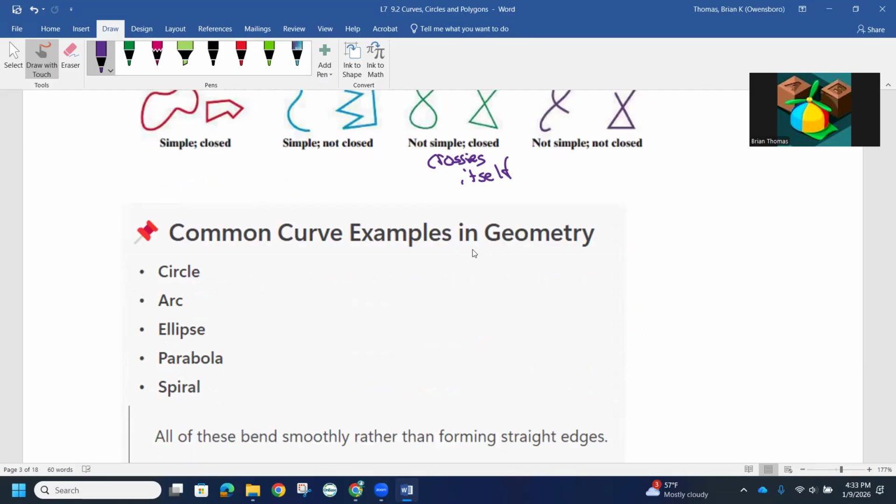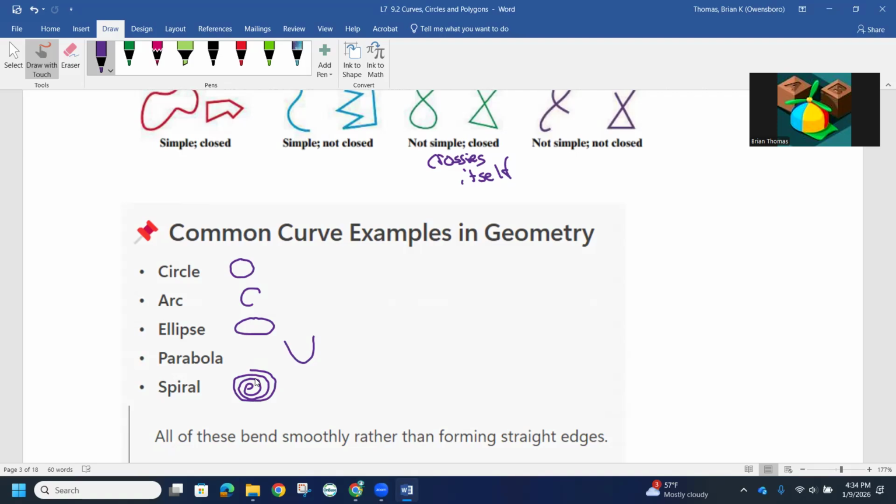Again, common curve examples in geometry are a circle, an arc, an ellipse, a parabola, and a spiral. A circle kind of does this. An arc is like a circle, but it doesn't go back to itself. An ellipse is sometimes what we call more like an oval. A parabola kind of does this. And a spiral, to me, is where you start in and you spiral out, keep spiraling out. To me, that's what a spiral is.